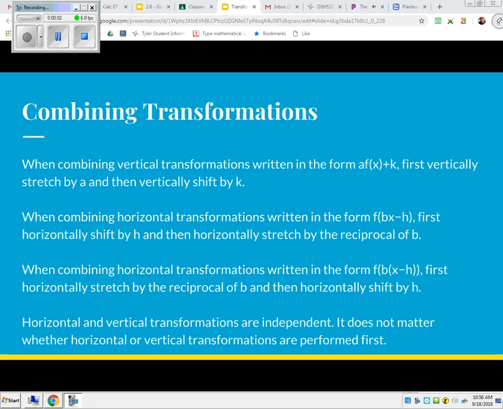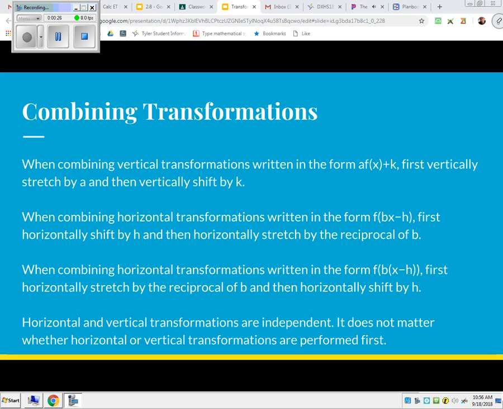All right, so wrapping up transformations here, our day 3 lecture. We're going to talk about combining all the different transformations that we have done. We've done translations, we've done reflections, we've done compressions and stretches. And so we're going to talk about what they all look like together. We've looked at this some, but now that we're good at each one individually, let's see what they all look like together.